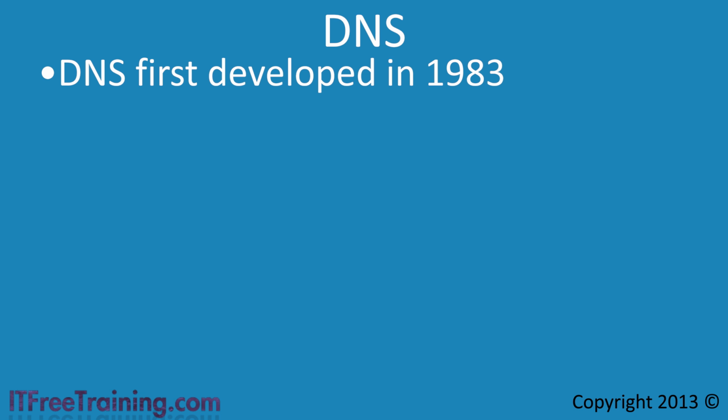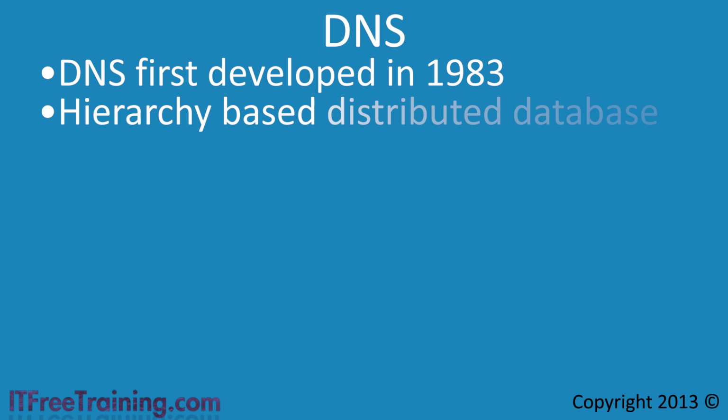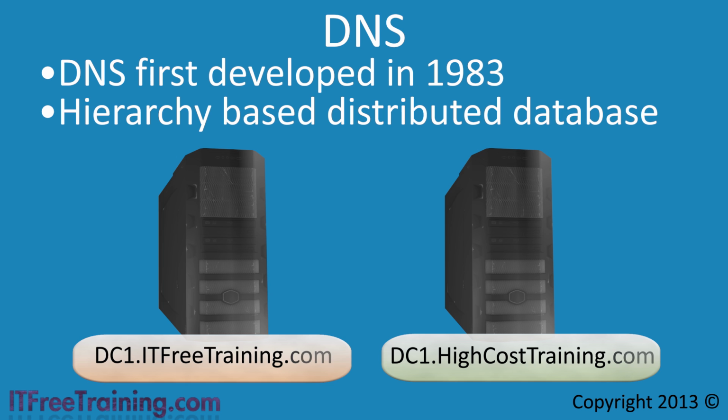DNS was developed back in 1983. DNS is a hierarchy-based distributed database that allows computers to find computers and services on the internet. It is considered hierarchy rather than flat because you can have multiple computers with the same name. For example, you could have two computers with the host name DC1. DNS knows they are different hosts because the full name, otherwise known as the fully qualified domain name, is different. In this case, one is for ITFreeTraining.com and the other is for HighCostTraining.com.